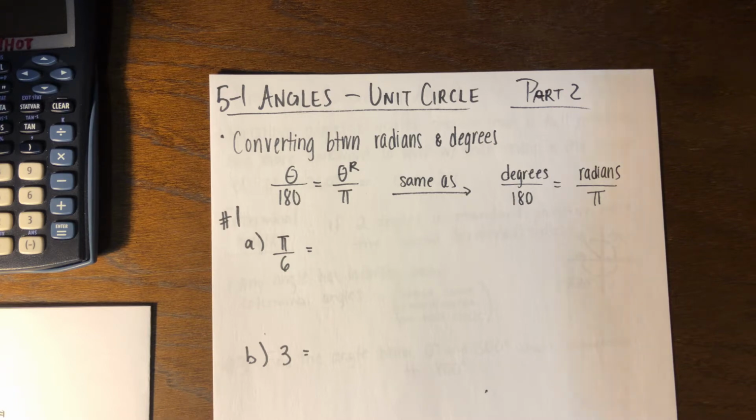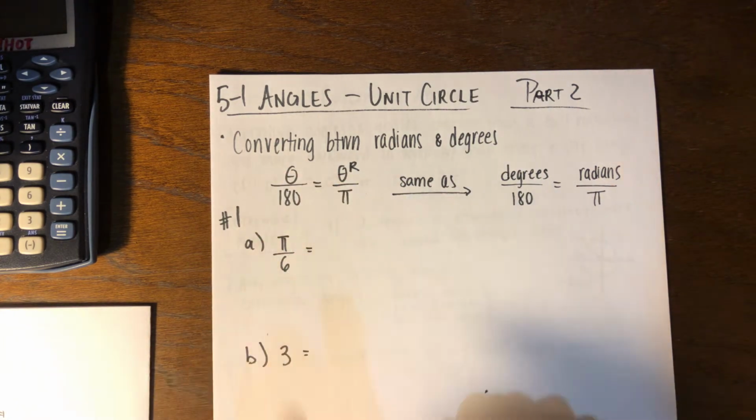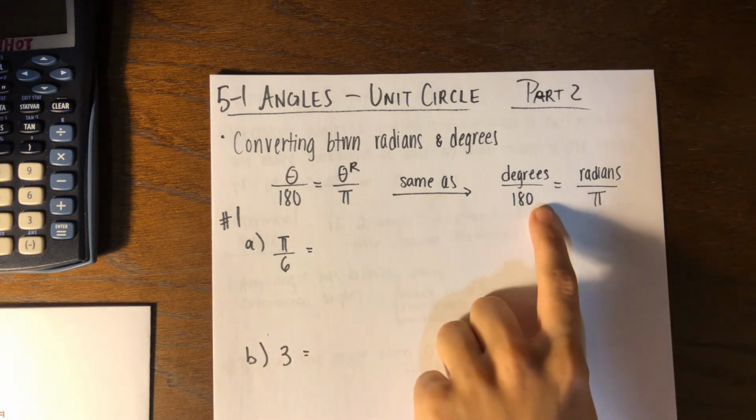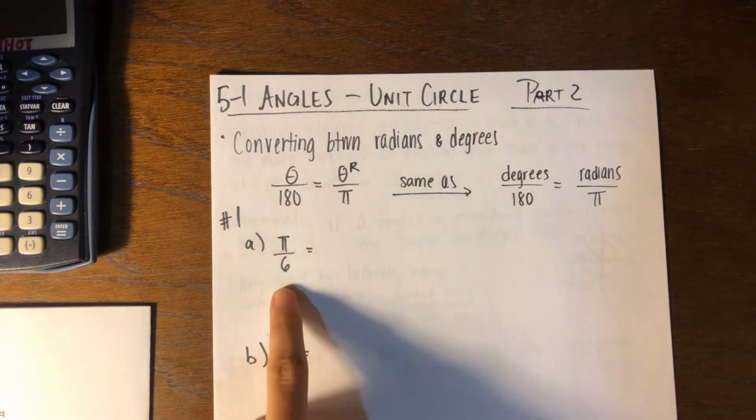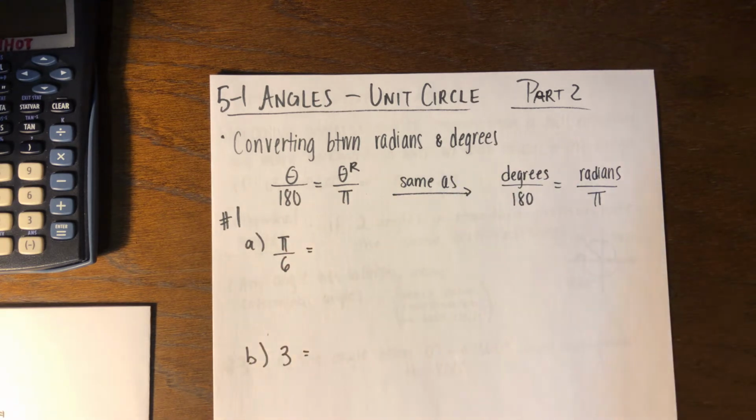So we're given this formula: theta over 180 is equal to theta r, and that r right next to it is talking about radians, over pi. This is the same thing as saying degrees over 180 equals radians over pi. So basically we're given something, we're going to plug it in, and we're going to convert.